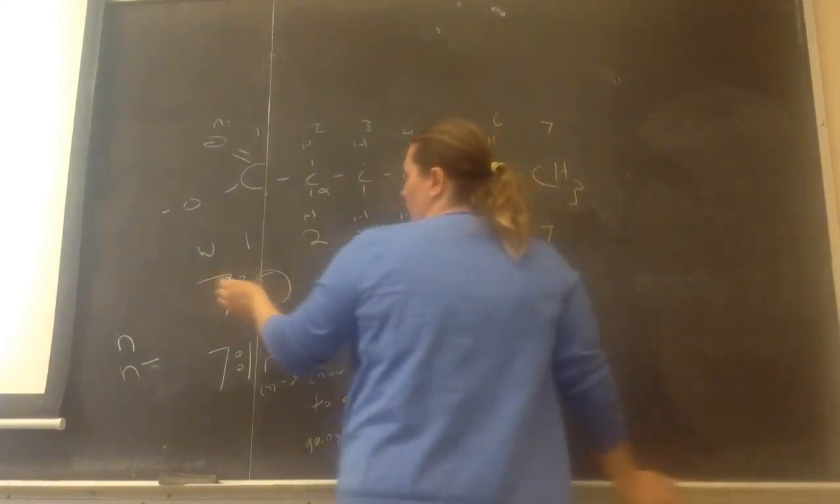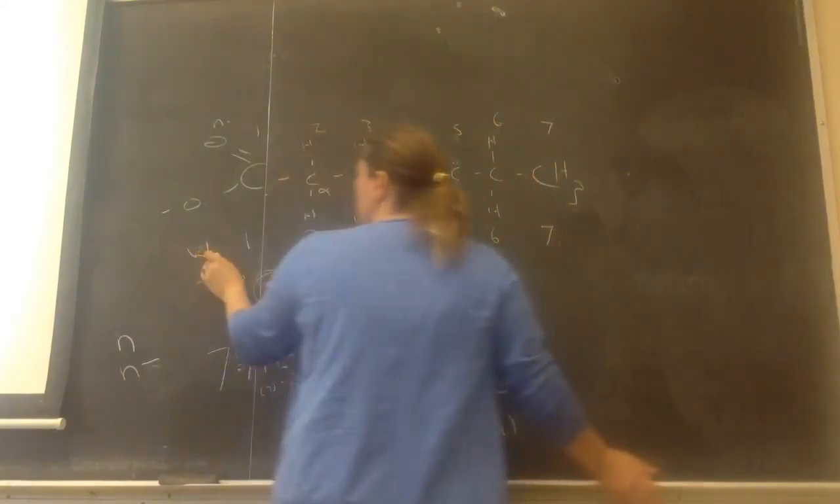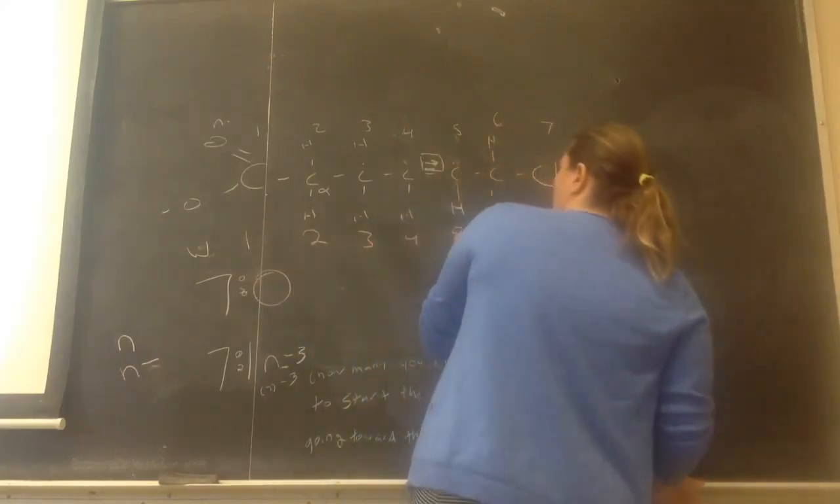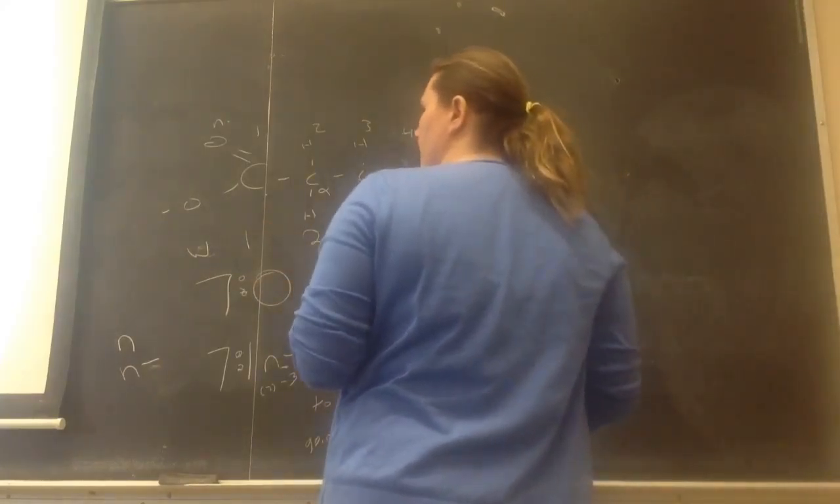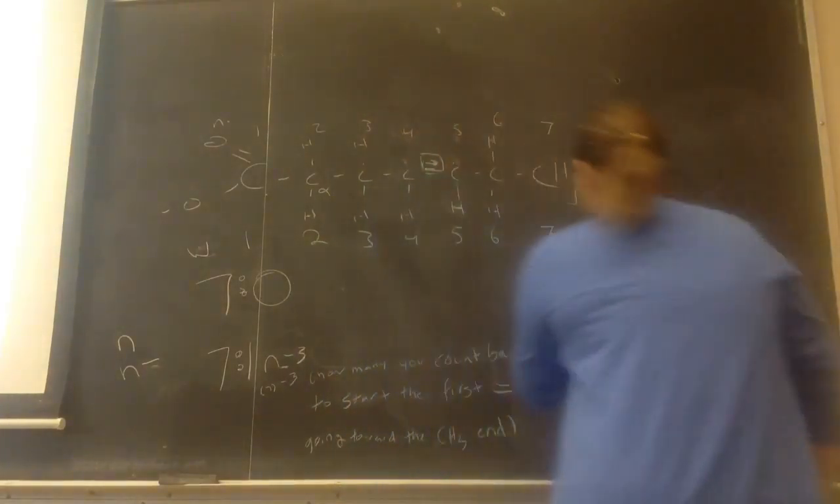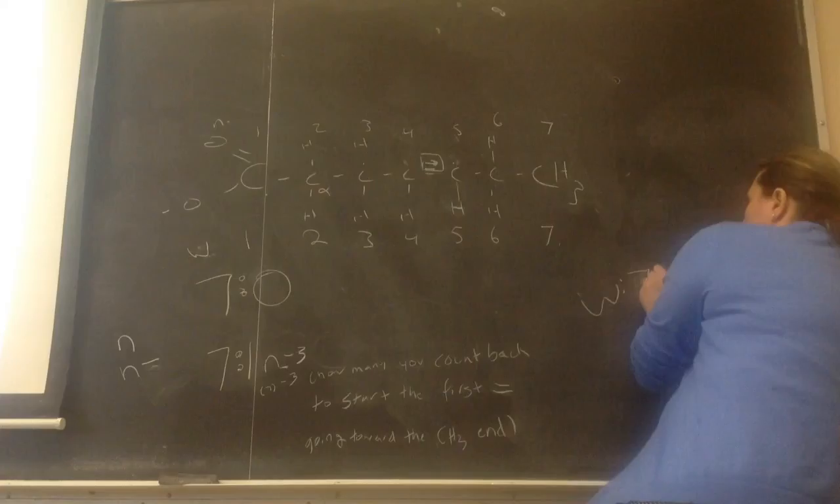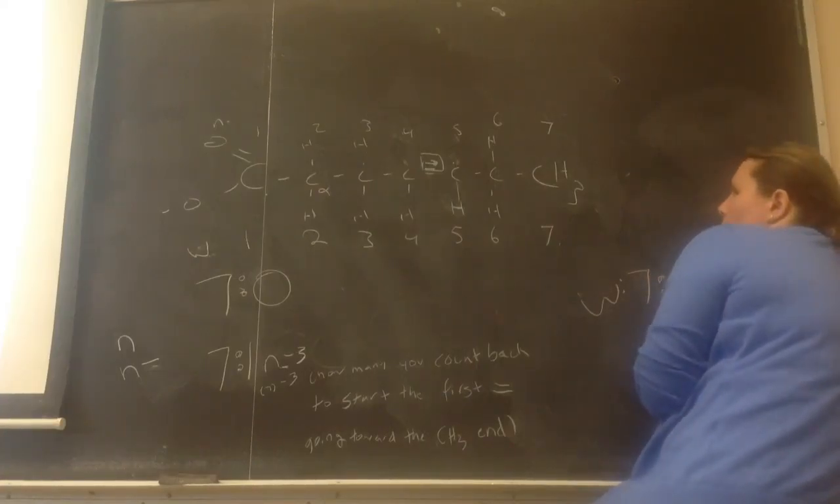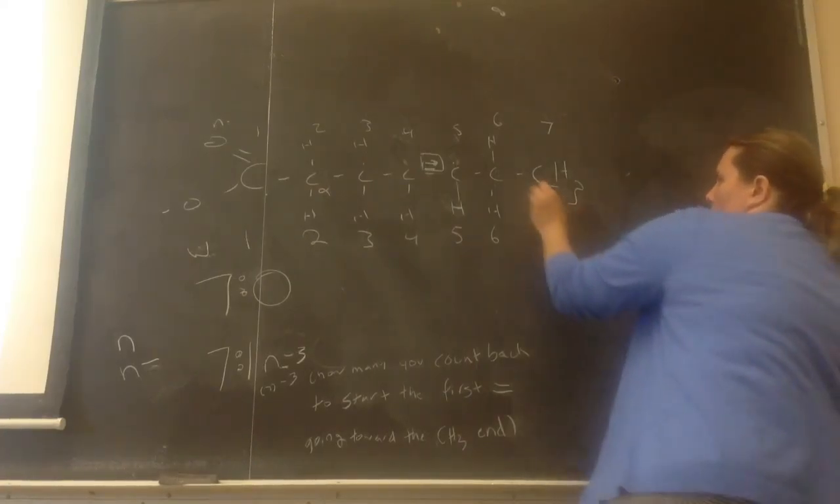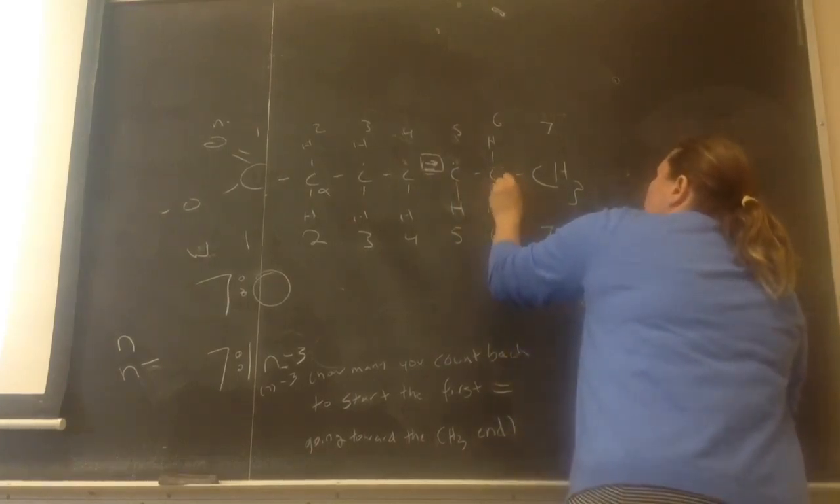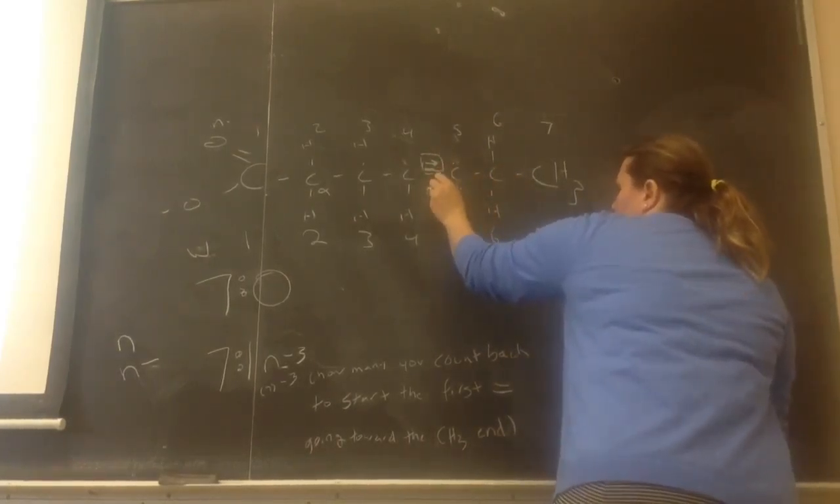So let's do omega. Okay, so this is omega. All right, so you count 1, 2, 3, 4, 5, 6, 7. There's still 7, right? Omega, 7. And where's the double bond? So 1, 2. So this is where it gets confusing. It's 1, 2, 3. Wait, right?